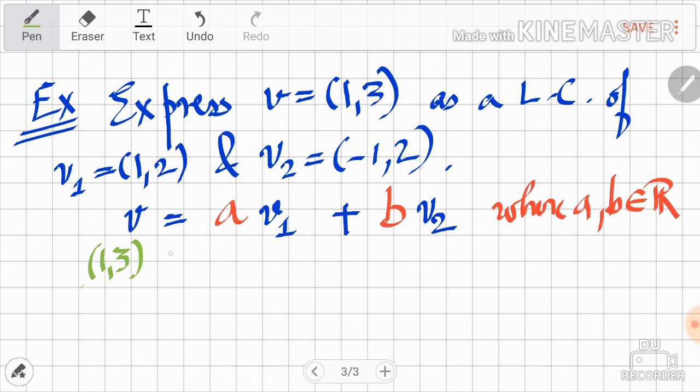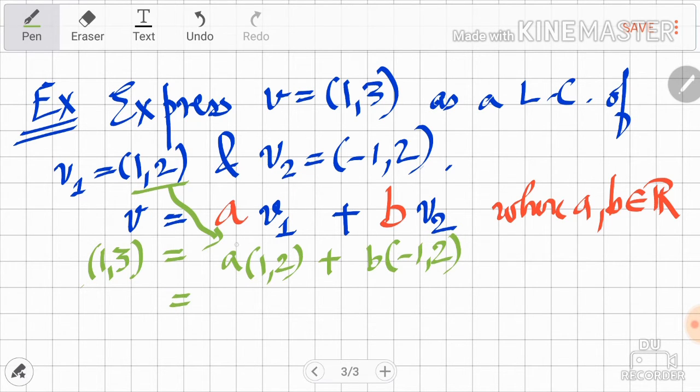Simply we substitute the value of v as 1, 3, and the value of v1 as 1, 2. So you have a times 1, 2 plus b times minus 1, 2. If you take the scalars inside by using component-wise scalar multiplication and then you do the sum, finally what we will have is a plus minus b, that is a minus b.